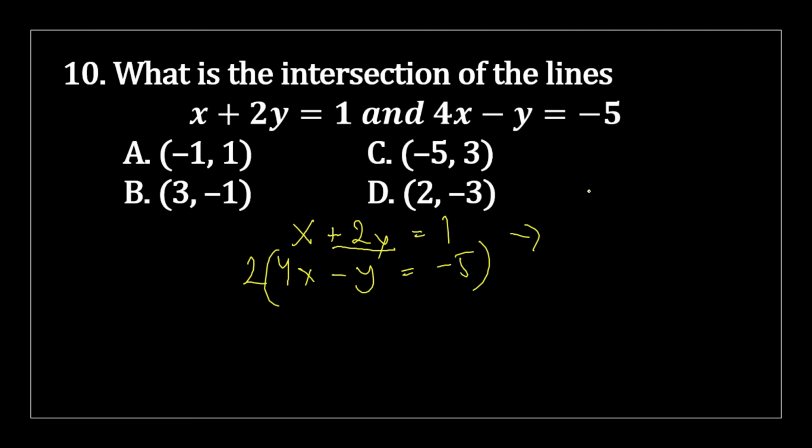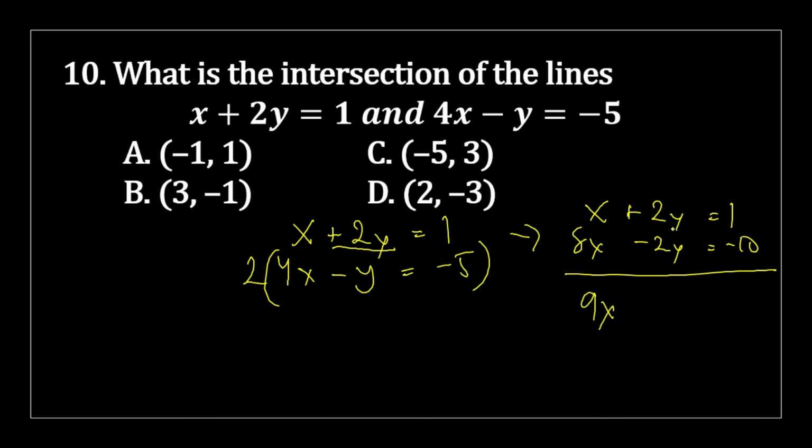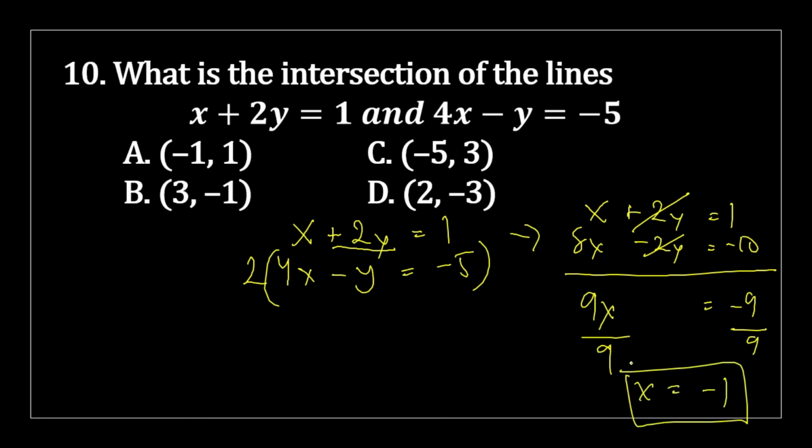So we're going to get this system. 2 times 4x is 8x. 2 times negative y is negative 2y equals 2 times negative 5, which is negative 10. So let's add them. So we have 9x, this one will be cancelled, equals negative 9. Let's divide both sides by 9. So x is equal to negative 1. Now we have the value of x. We know that the value of x is negative 1.